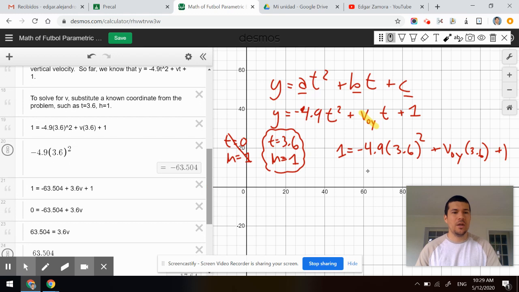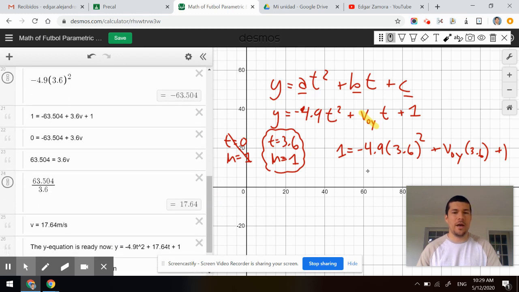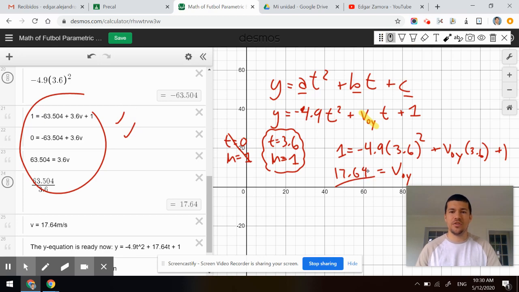But basically, after we multiply and use algebra to add to both sides, and I invite you to check out all the calculations over here, we end up with 17.64 is equal to my initial velocity in the y direction. So we have solved for that linear component, 17.64. And again, you can look at this by pausing and check out the algebraic calculations.